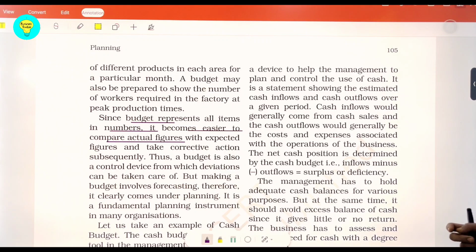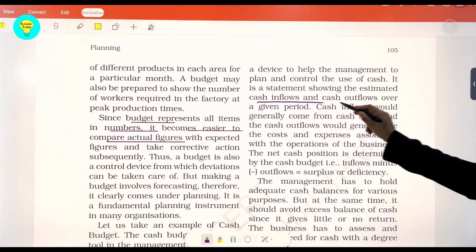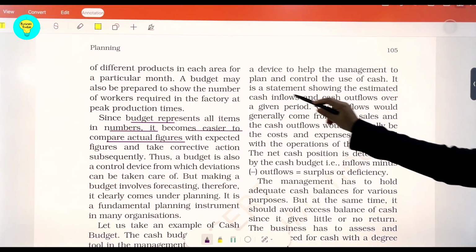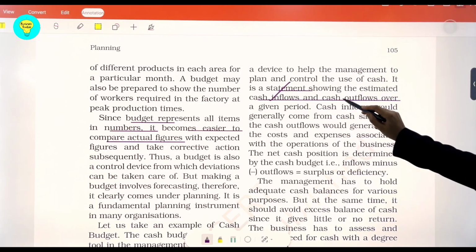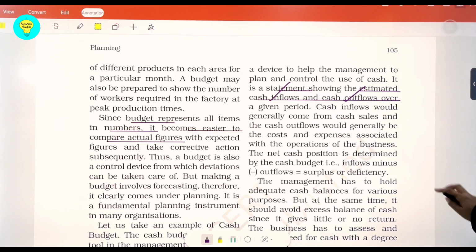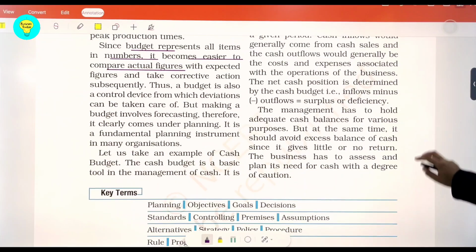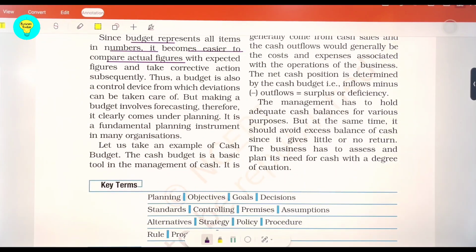So all this involves some amount of cash inflows and outflows. So it is nothing but a statement that shows estimated inflows and outflows. This is also a line of definition given in NCERT. So whenever you get such words in the case study, you always mark it as budget.